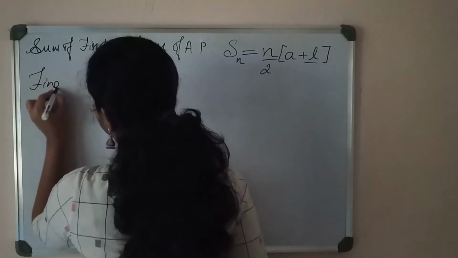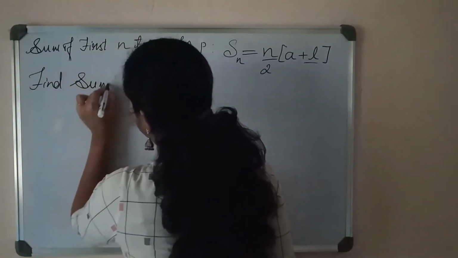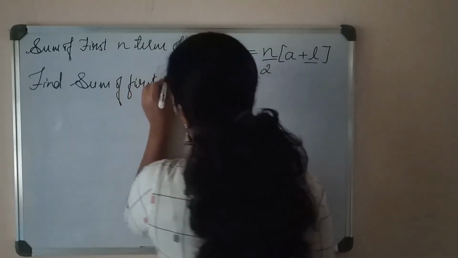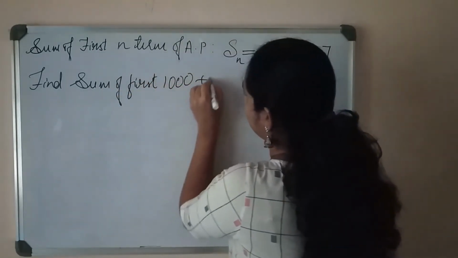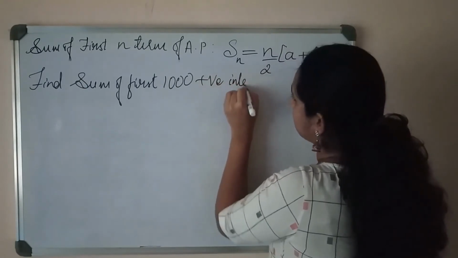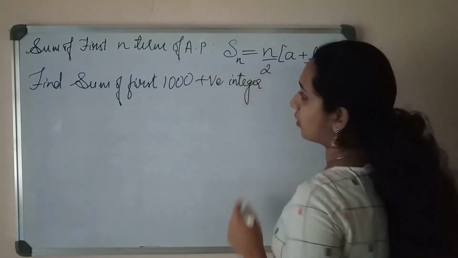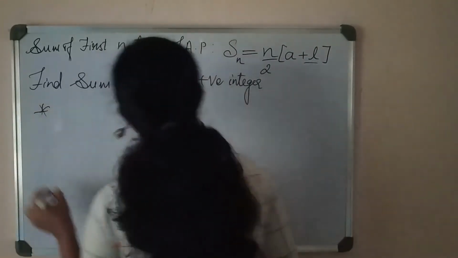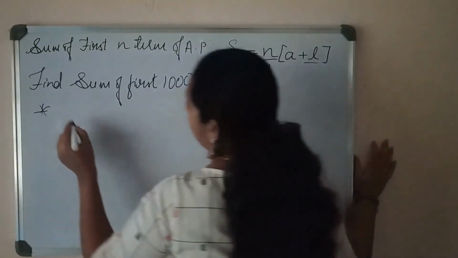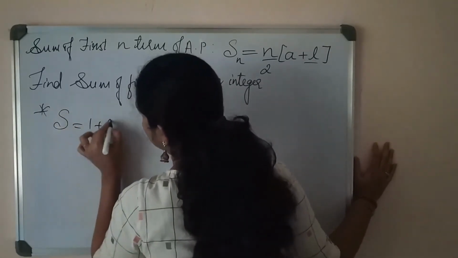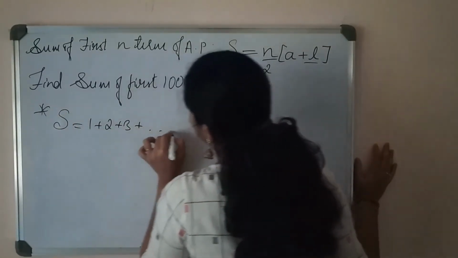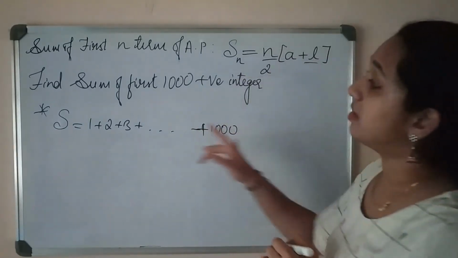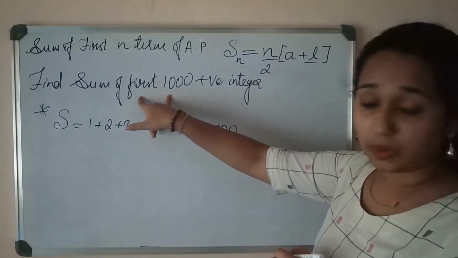Find the sum of first 1000 positive integers. Okay, I have to find this one and I have to use this method. What is S? S is nothing but 1 plus 2 plus 3 plus so on till 1000. Okay, this is the first 1000 positive integers.